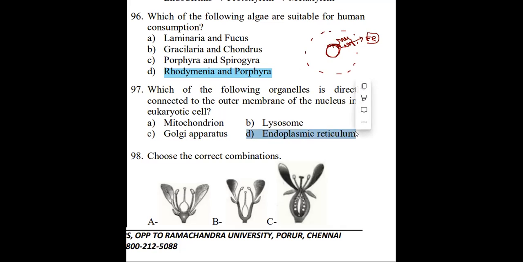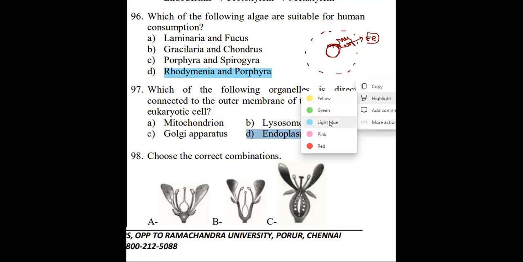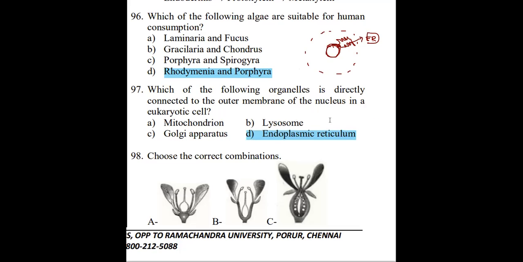Okay, yes. The next question: they have given the diagrams of 3 flowers and we have to find out which flower it is. Choose the correct combination. First you have to see this is the thalamus, and this is the gynoecium. Gynoecium is the female reproductive part. The tip portion is called stigma, this slender portion is called style, and this is the ovary. Then this is the androecium, which is the male reproductive part. And these are the petals.